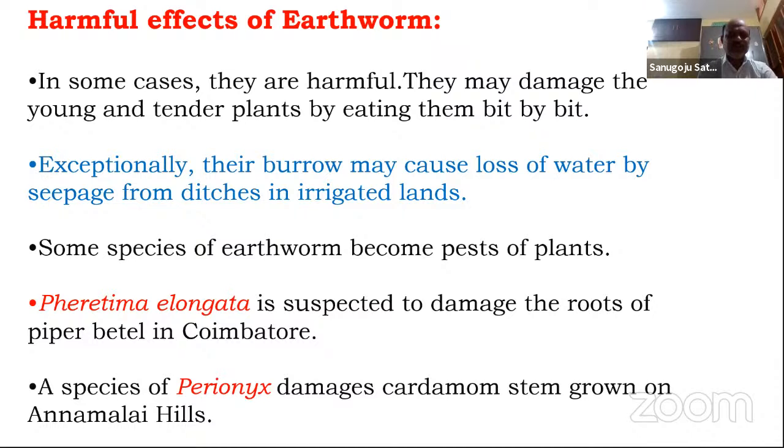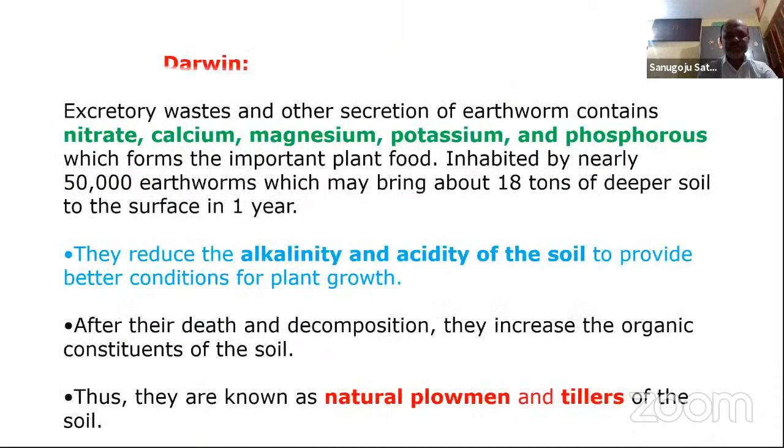Next, the excretory waste. As per Charles Darwin, the scientist, he explained that the excretory waste and other secretions of the earthworm contain nitrates, calcium, magnesium, potassium, and phosphorus, which form important plant food.